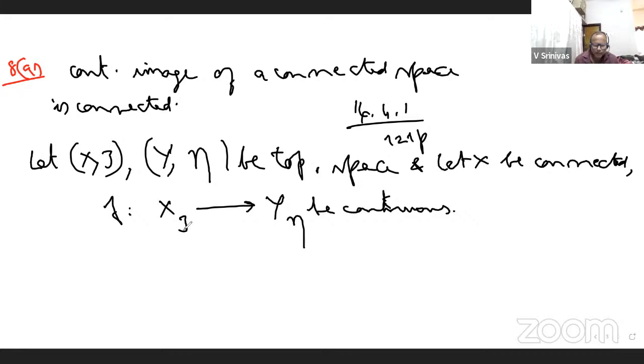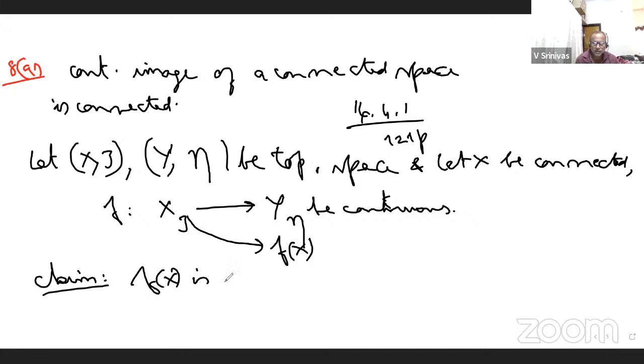And this X is taken to what? f(X). Okay. Our claim is that this f(X) is connected. This f(X) is a subset of Y. There is topology eta on Y. So from eta, this inherits a subspace topology. You intersect the open sets in eta with f(X). You get the corresponding topology on f(X). Okay, that is the subspace topology induced from eta. Right? We have to show that under the subspace topology, f(X) is connected.